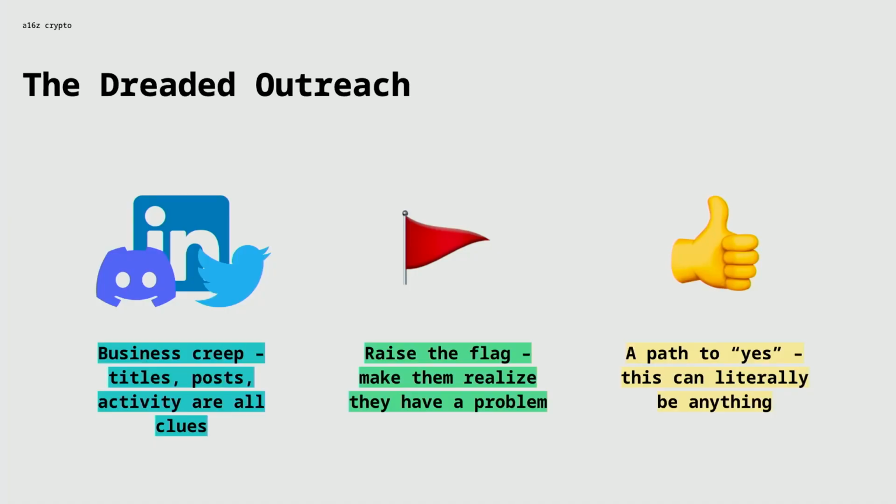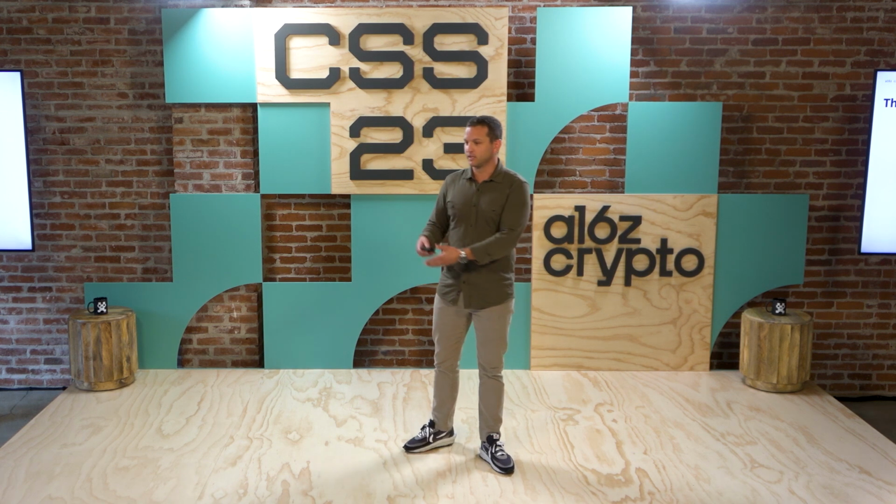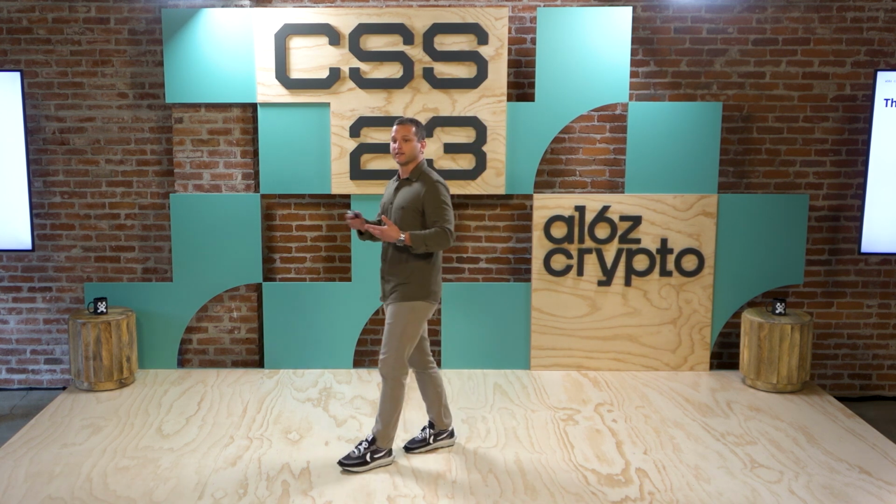So when you find the right person, it's time to raise the flag. Make them realize that they have a problem. Not like a literal problem, but like they have a need, and the need that you're building for. And then give them an easy path to yes. The worst cold outreach ends with no question and no next step. It could literally be anything. You could ask them to go for a walk. You could ask them for a coffee.